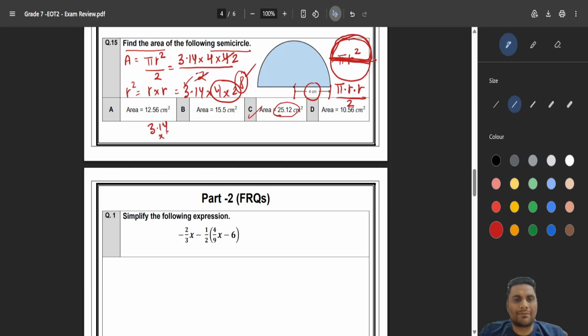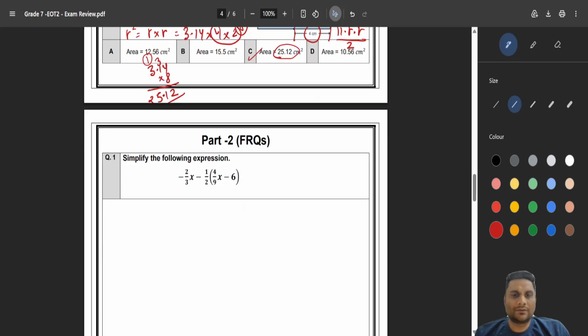3.14 multiply by 8. 8 times 4, 32. So 2 here, 3 up. 8 times 1, 8. 8 and 3, 11. So 1 here, 1 up. 8 times 3, 24. 24 and 1, 25. So 25 here. After point, again 2 numbers. So after 2 numbers, I put the point. So 25.12. You can check. Okay. Now, moving to the part 2.